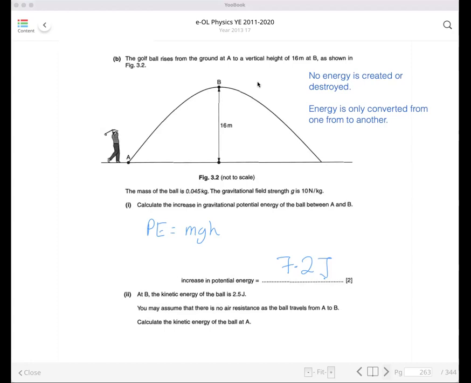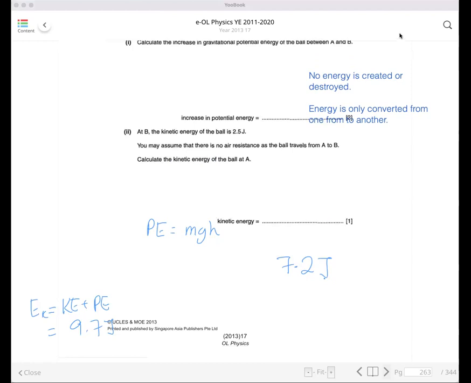Okay, Bei Kwan, well done. So for part B, you just need to add them together. KE plus PE. And then therefore you get the answer 9.7 joule. Okay, Yuting, you understand now? Okay, very good. At least you all learned something today. Well done.